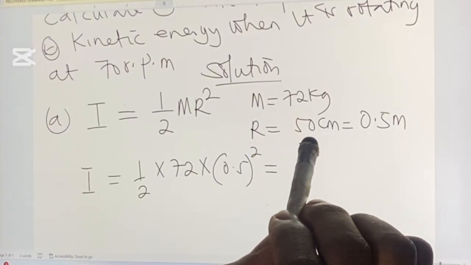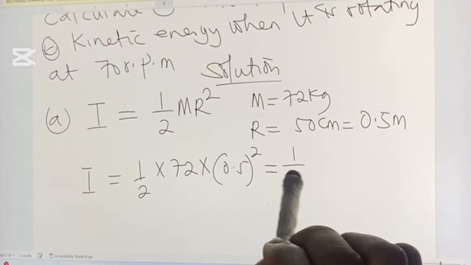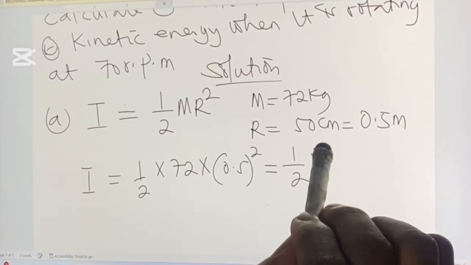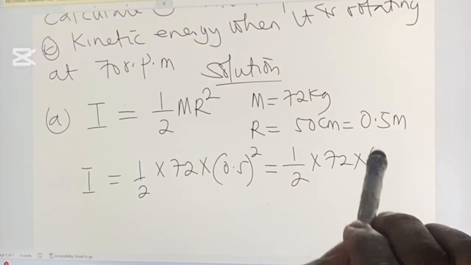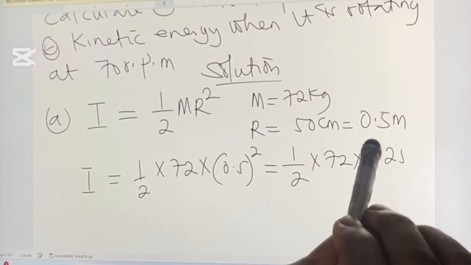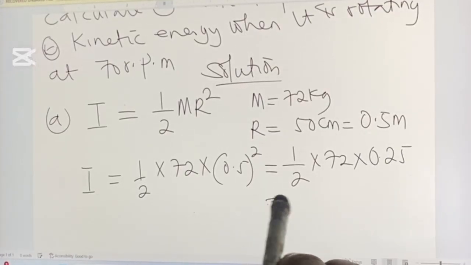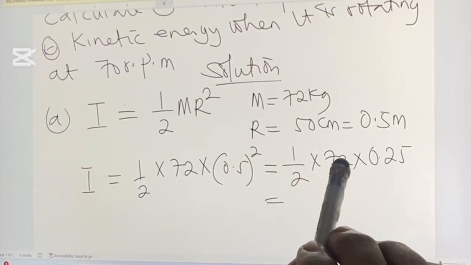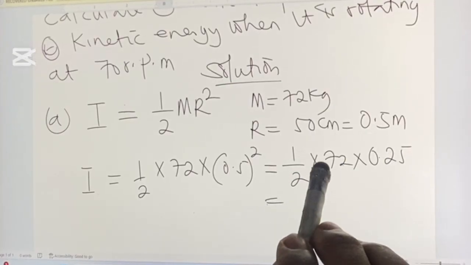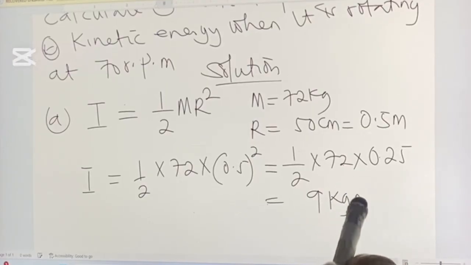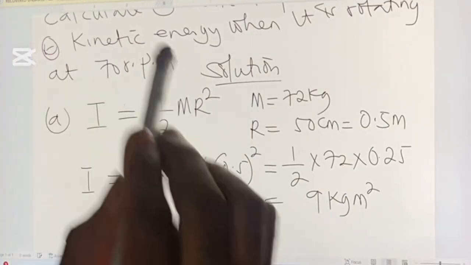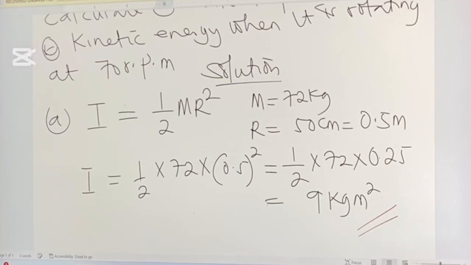I will have this to be 1 over 2 times 72 times 0.5 all squared, which will give us 0.25. So class, when you punch your calculator, that is 0.25 times 72 times 1 divided by 2, I will have the answer to be 9. The unit is kg m squared. Please take note of this, okay?